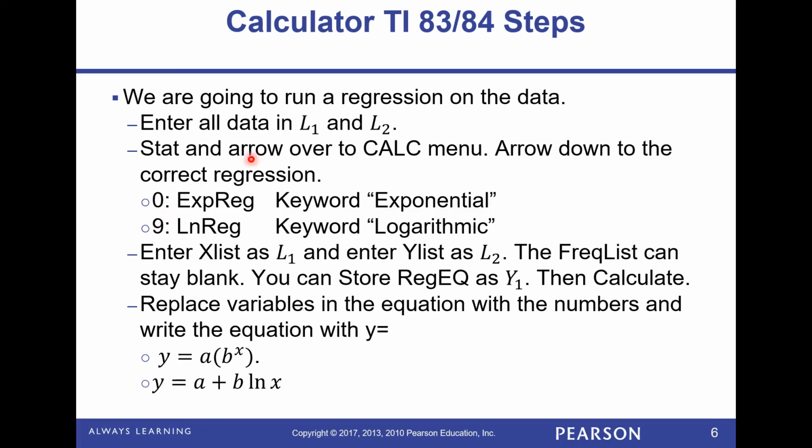Okay. Now, everything should have been listed in list 1 and list 2. So when the pop-up menu happens, you're going to type in list 1. It should automatically populate X list as list 1 and Y list as list 2. It should ask you a question about the frequency list. We normally leave that blank. And then if you want to store the reg equation, you can put it in Y sub 1. This will be the unrounded version if you do this, and then just hit calculate.